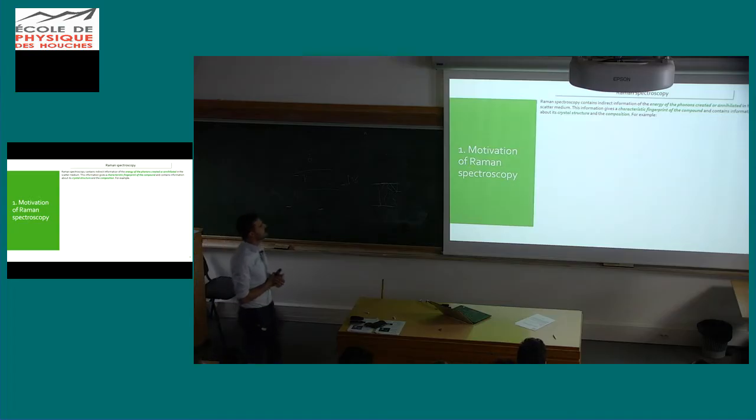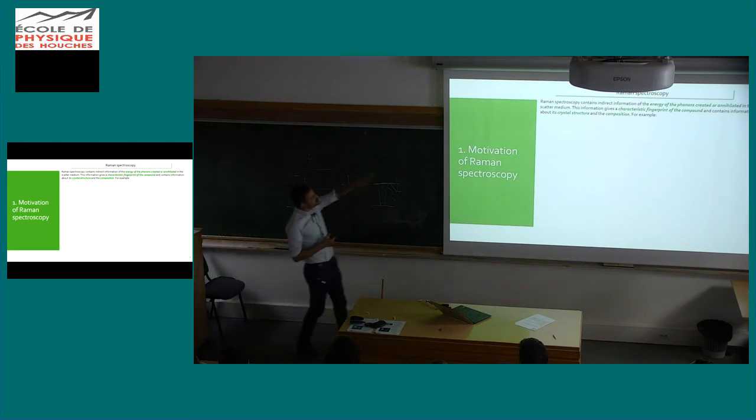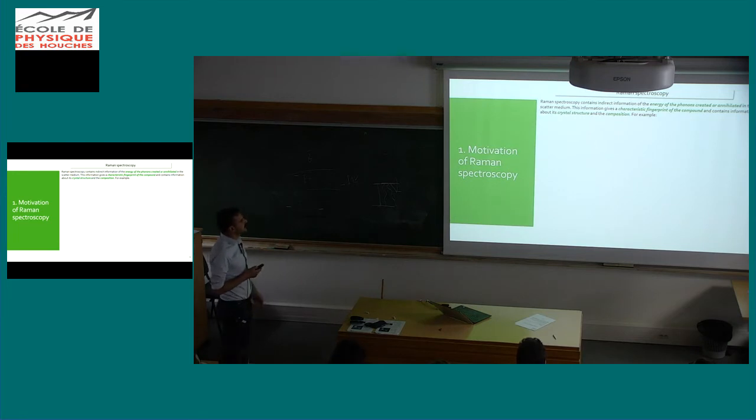Some definition of Raman spectroscopy. Basically, what we are using in Raman spectroscopy are all the photons that Laurent doesn't use or doesn't care about or doesn't want. Basically, they are all the photons that are not involved in photoluminescence. They give information about the energy of the photon created and annihilated in the scattering medium. And this information is a fingerprint of the compound, so it's very important, so it can be used to recognize or identify a compound, and it also contains a lot of information, including crystal structure and even composition.